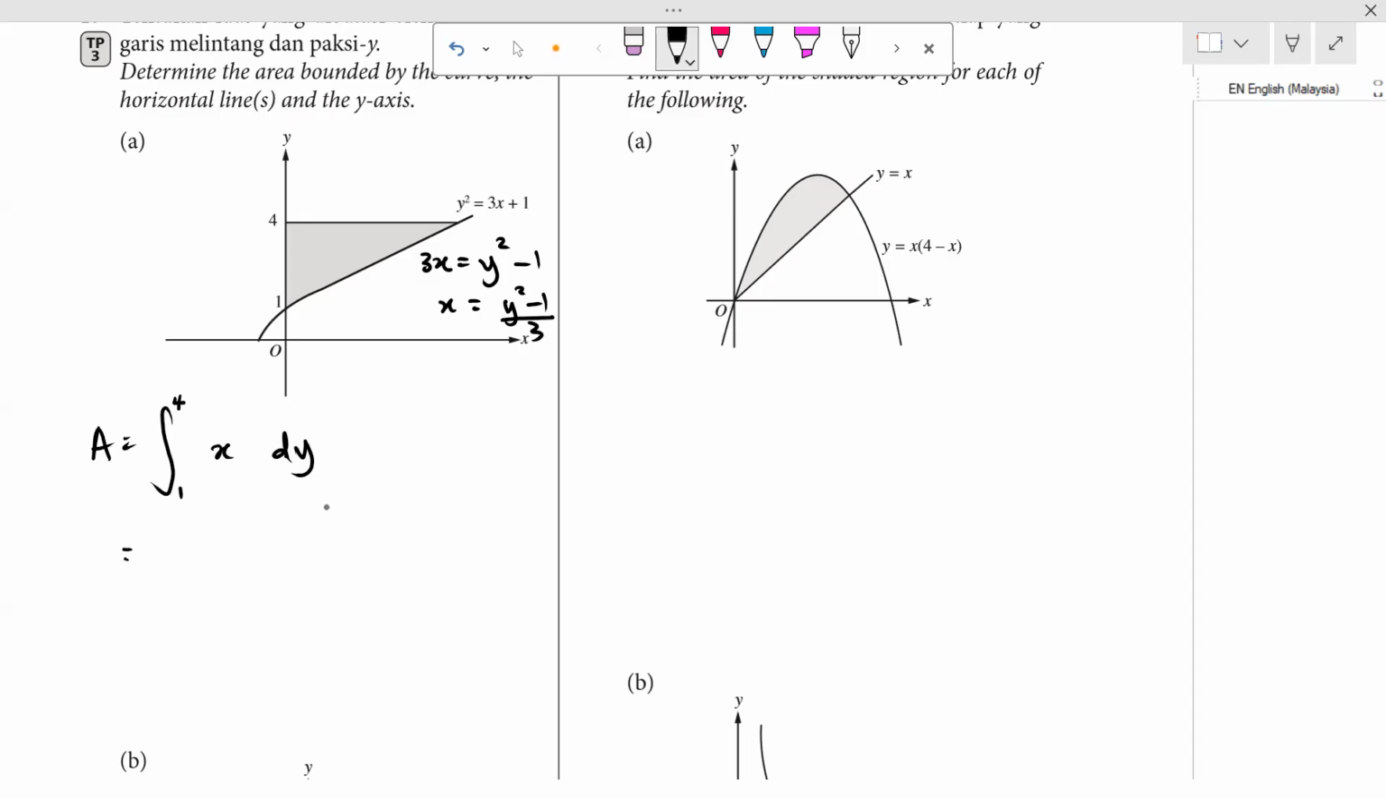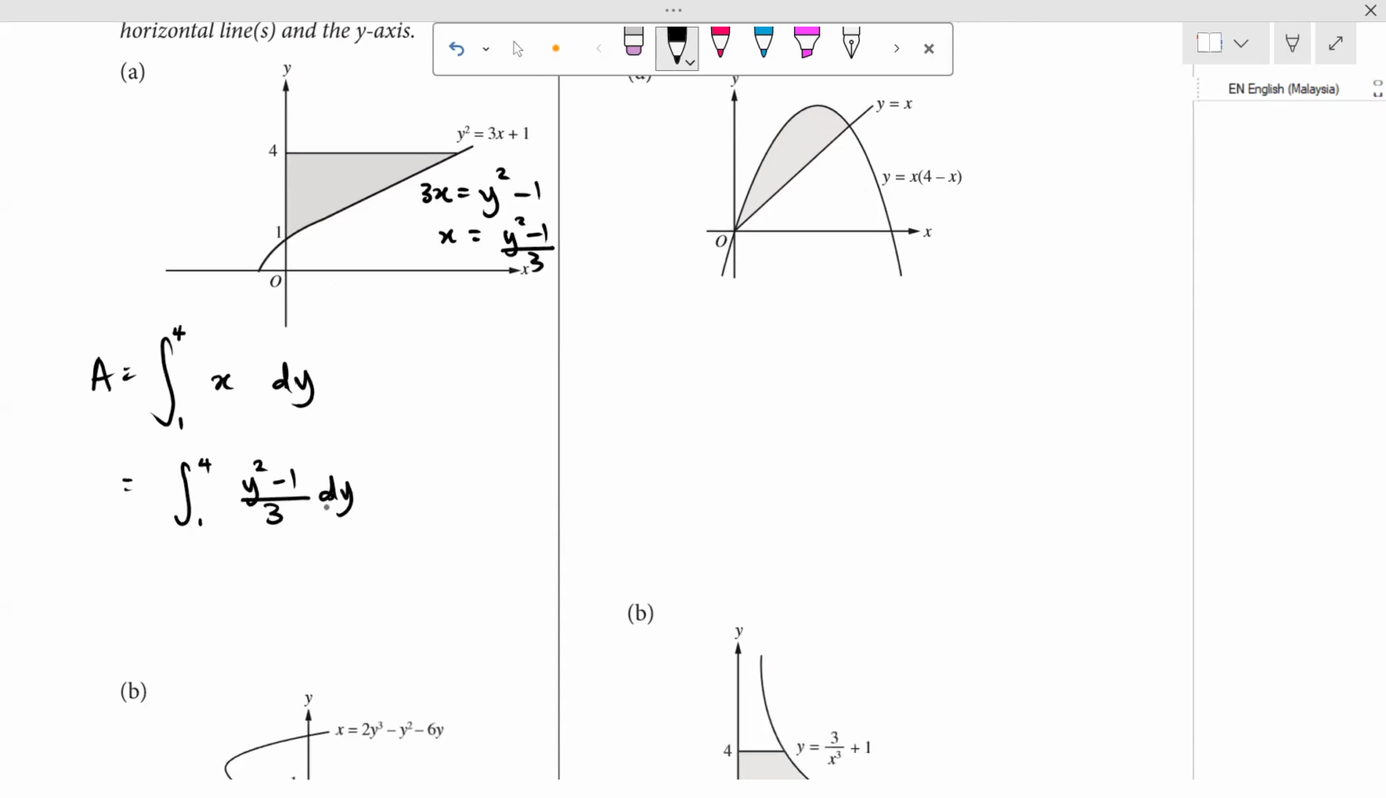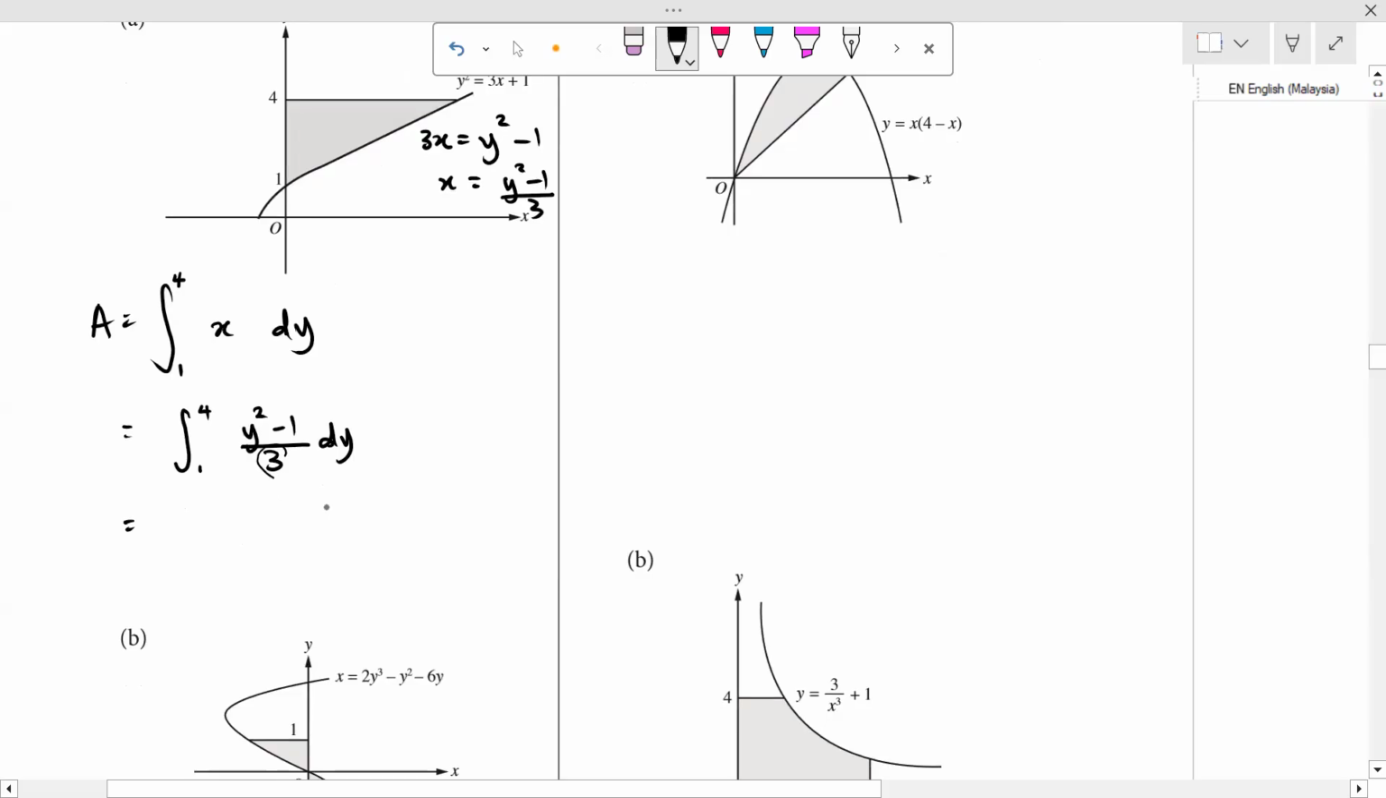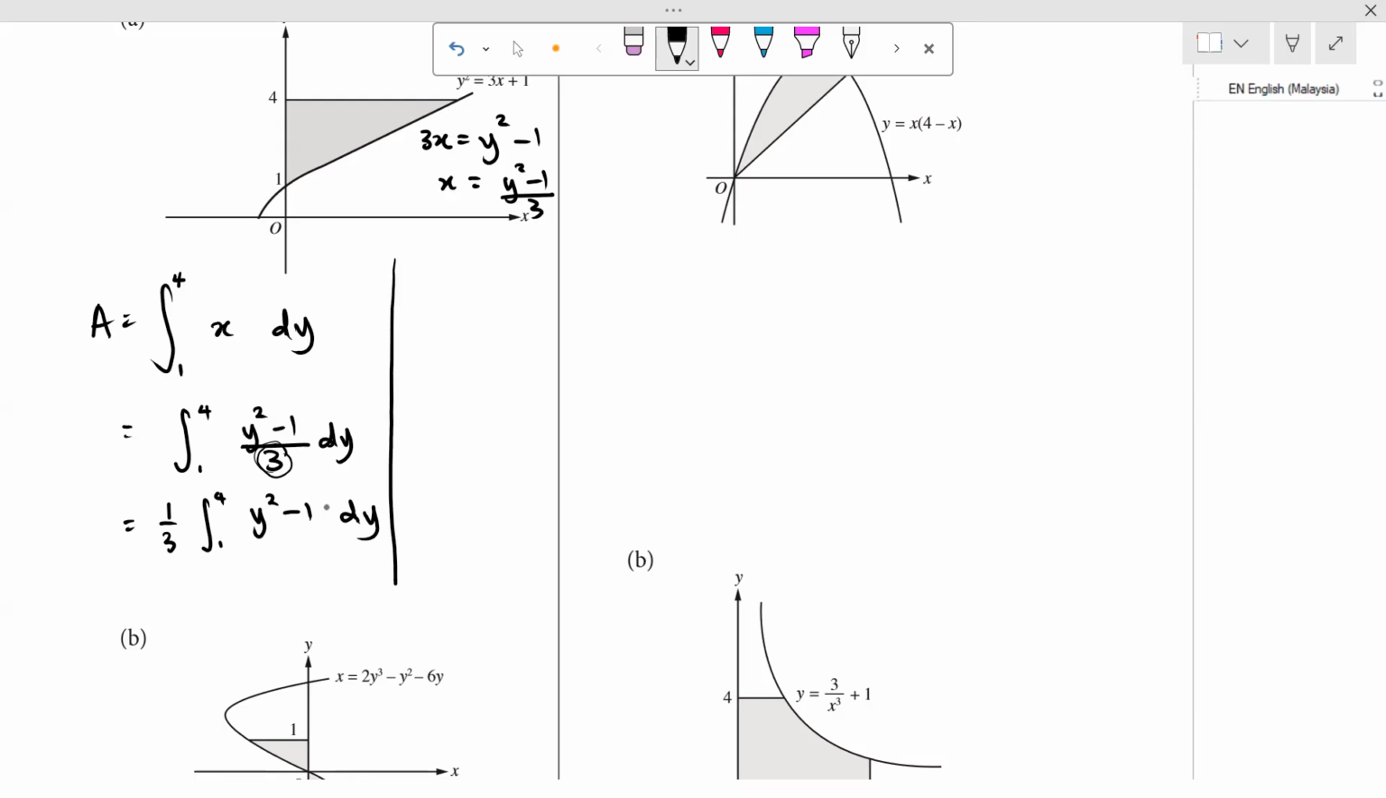Put this one in here. From 1 to 4, y squared minus 1 over 3 dy. Now to avoid confusion, the number, the 1 over 3, we can take out because it will not affect our integration. So we can take the coefficient outside so that it's easier for us to do the integration. Otherwise, you want to divide 3 over 3, but then there is another 3 down there, so it's kind of confusing. So we try to avoid any possibility that will create confusion. So now we can integrate.